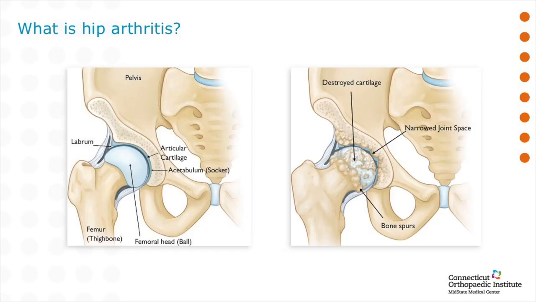On the left, you can see the same image that you're familiar with, showing normal cartilage and normal anatomy of the hip. And on the right, the patient has started to develop a lot of wear and tear of the cartilage with decreased joint space and lots of extra bone spurs. This causes grinding and pain in the patient.